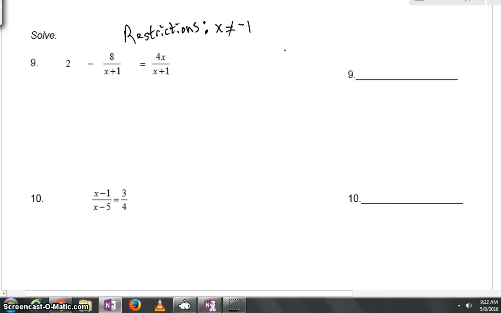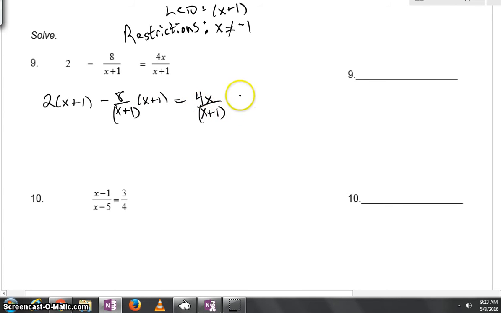So at this point, we cannot cross multiply because we have three distinct parts to this equation, not just a proportion. A fraction equals a fraction. Our LCD needs to be found. It's x plus 1. And we're going to multiply every part of the problem by x plus 1. Now, when you multiply by x plus 1, some good things are going to happen.